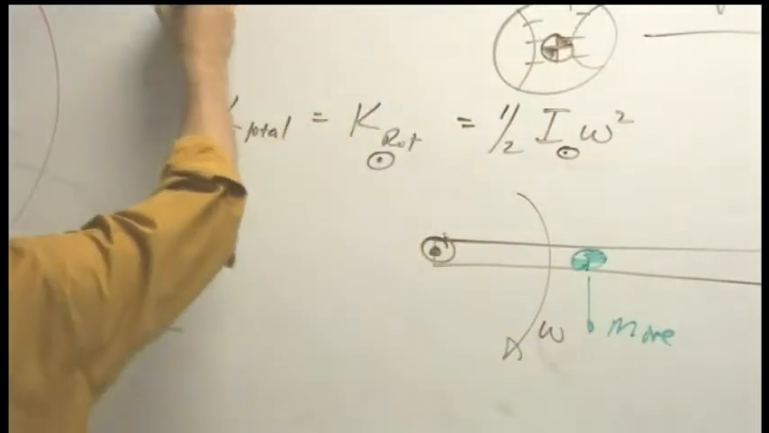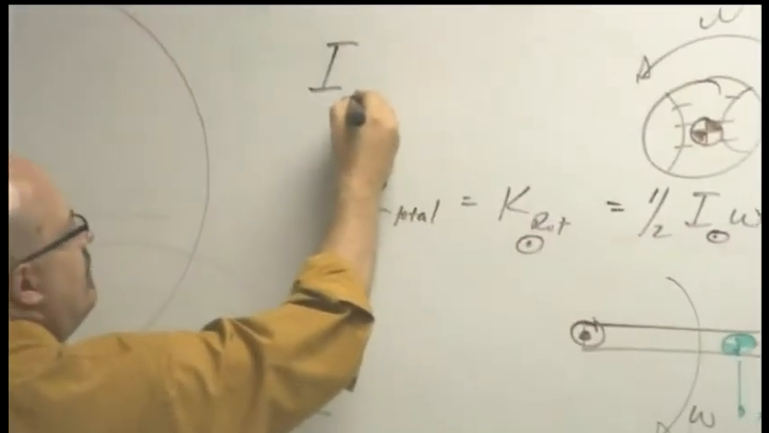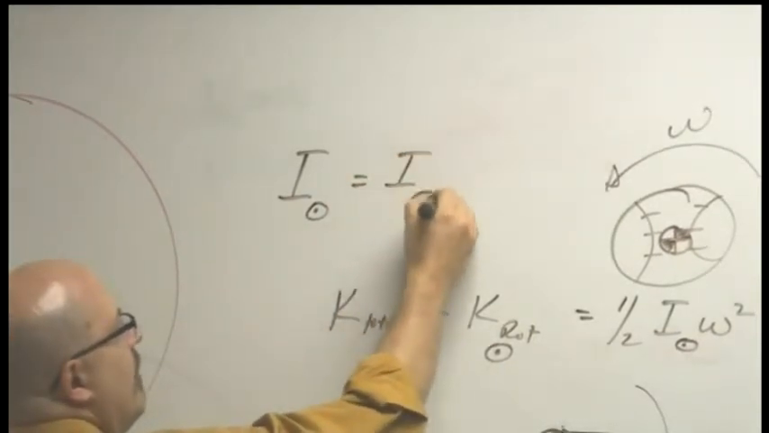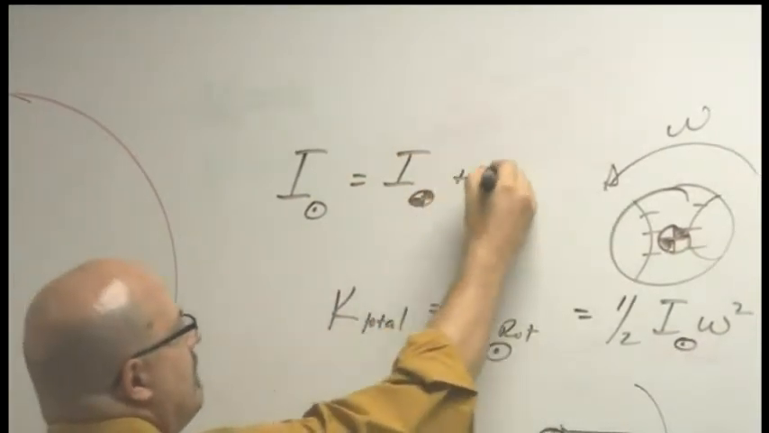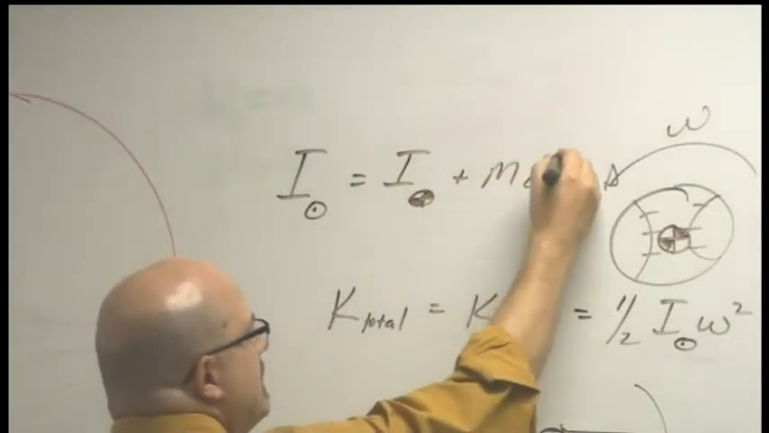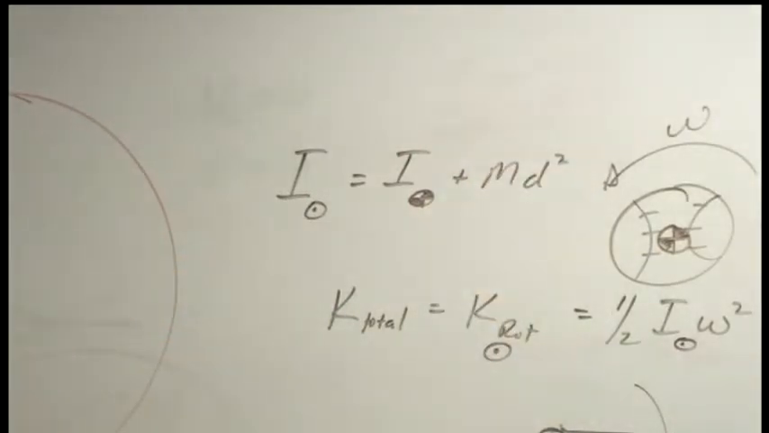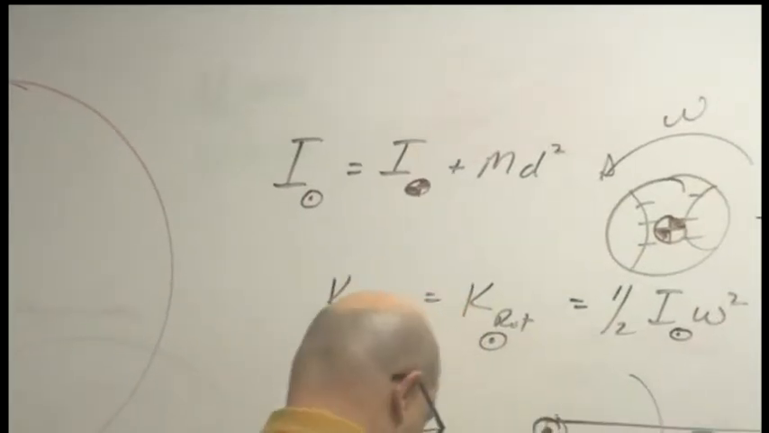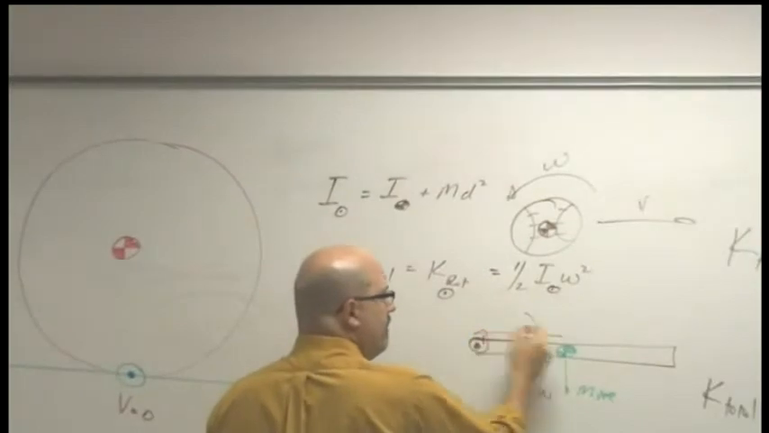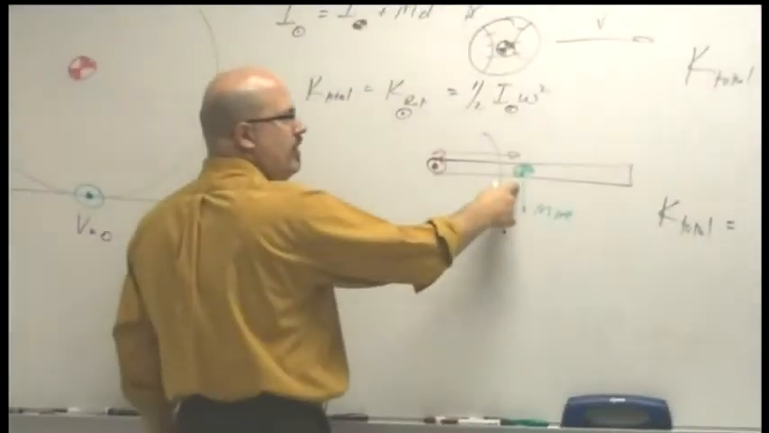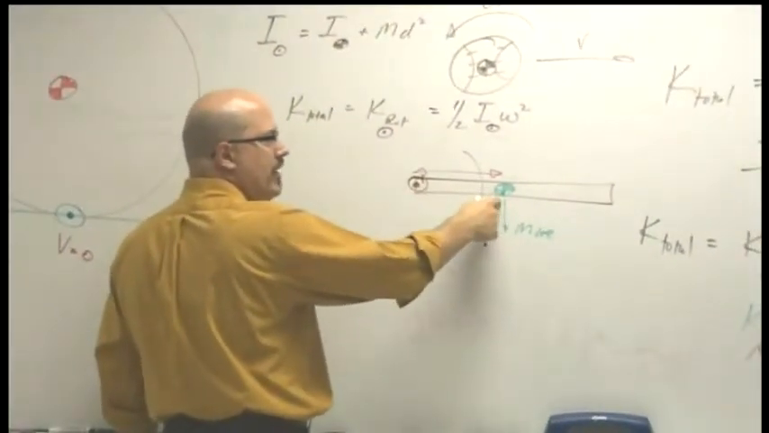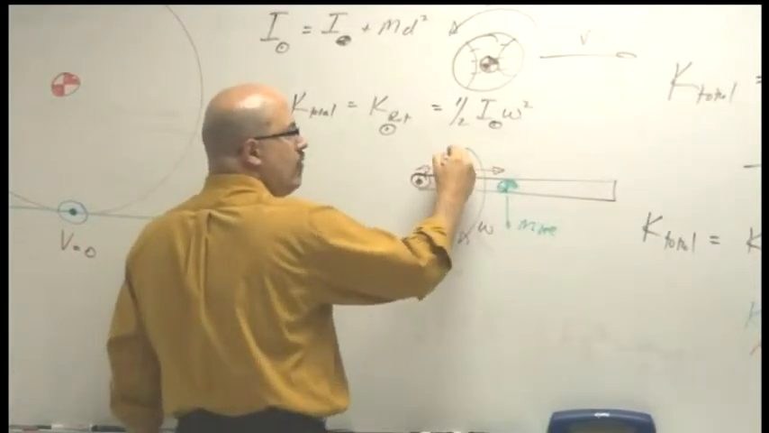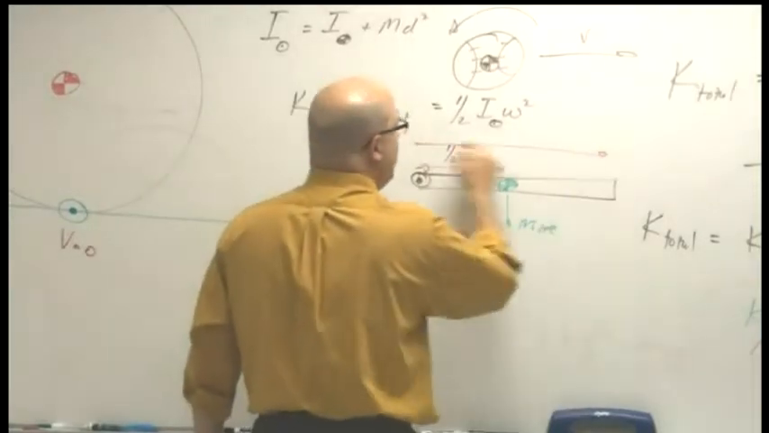Remember our parallel axis theorem? The parallel axis theorem says the moment of inertia about any point equals the moment of inertia about the center of mass plus md squared, right? Now watch. So the moment of inertia about this point plus md squared. What's d here? That's 1/2 the length of the whole thing, right?